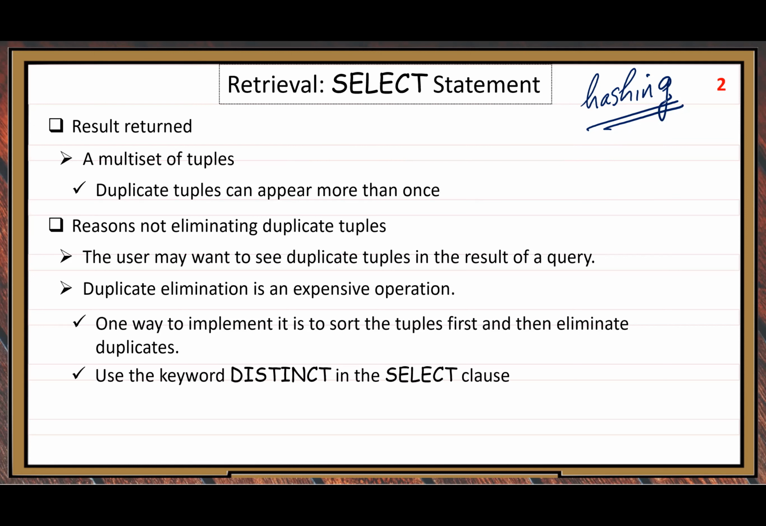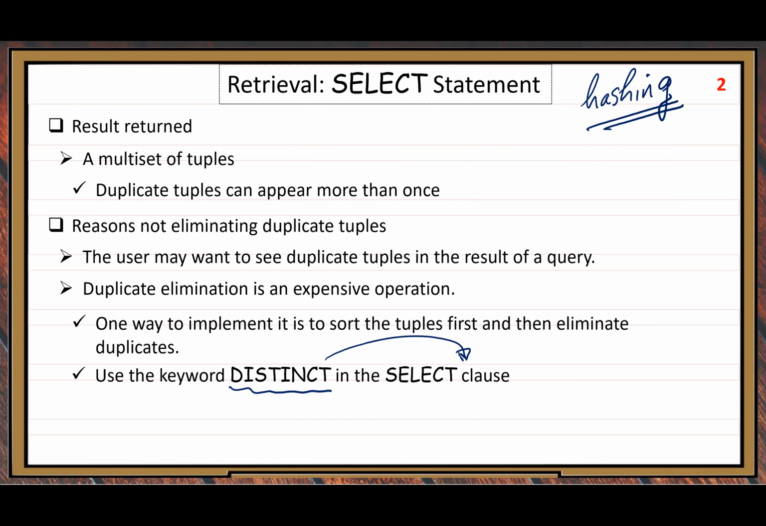Then for us, in order to remove duplicate tuples, we only need to tell the DBMS. We add the keyword DISTINCT after the SELECT keyword, in the select clause. One extra keyword, then you will remove all the duplicate tuples.